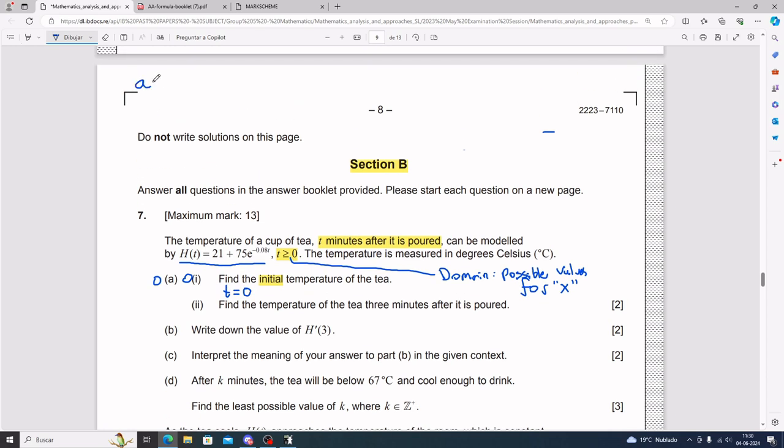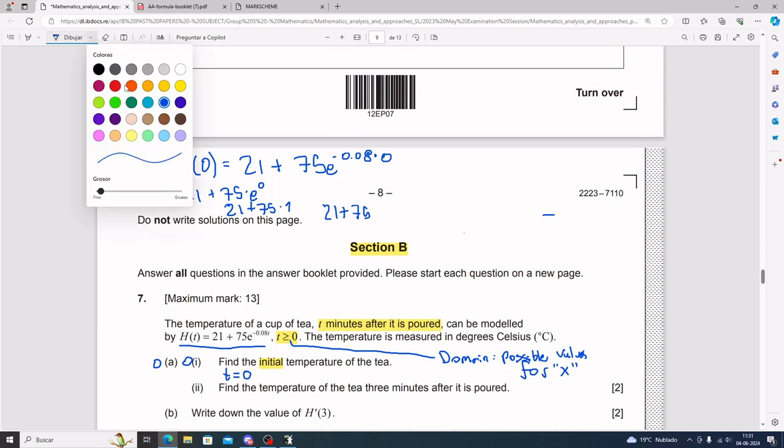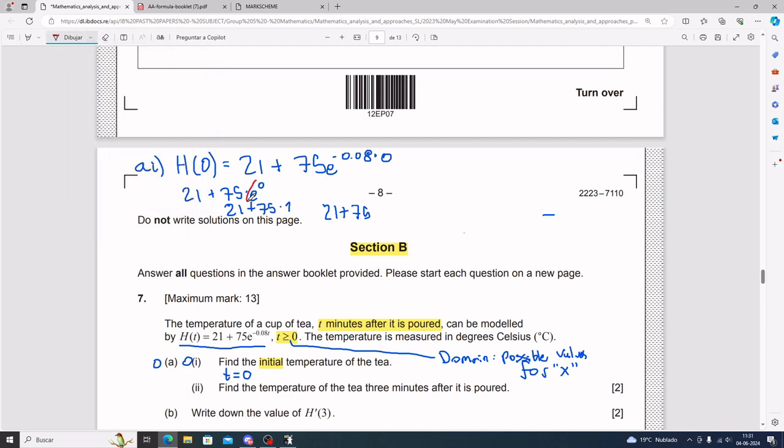So for part A I, what you're going to be doing is plugging in 0 for T, which means you end up with 21 plus 75 times e to the power of negative 0.08 times 0, which means you end up with 21 plus 75 times e to the power of 0, and anything to the power of 0 is equal to 1. So this is the same as 21 plus 75 times 1, which is just 21 plus 75. Anything to the power of 0 is equal to 1. You can remember that as a rule of thumb.